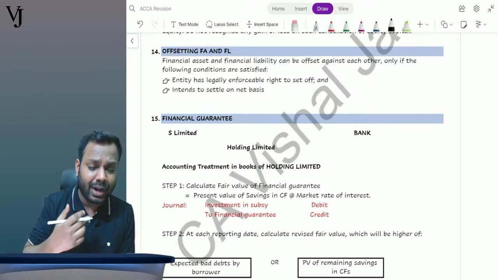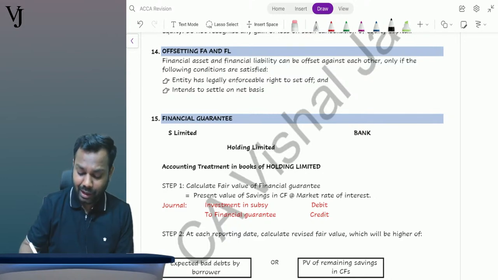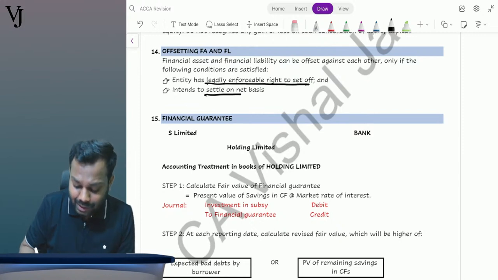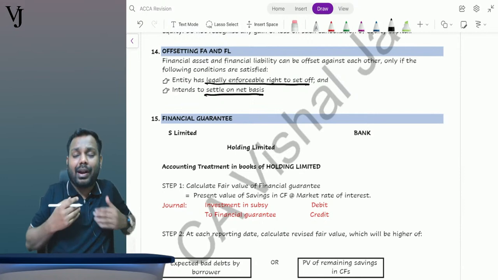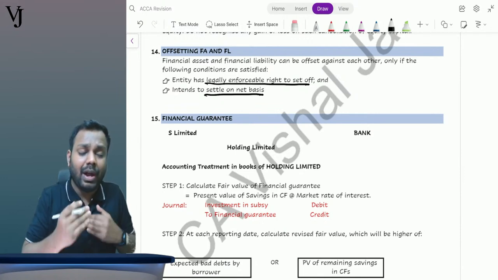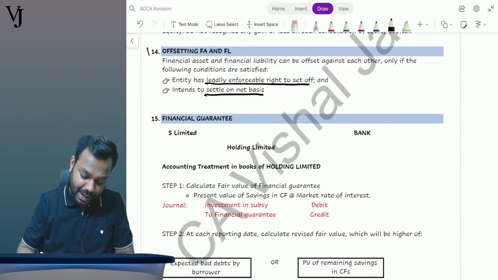What is the meaning of offsetting of FA and FL? Can we offset FA and FL? We can offset FA and FL only if two conditions are satisfied. That is, there is a legally enforceable right to set off and the entity intends to settle on a net basis. Meaning, I have a right to set off and I intend to settle on a net basis. Okay, so then I can offset.